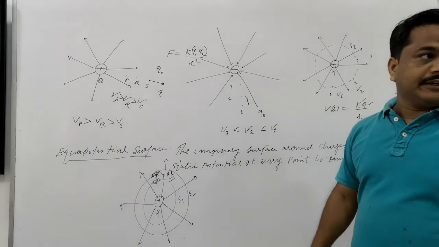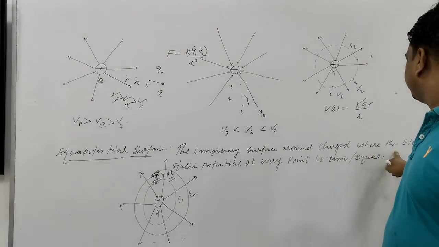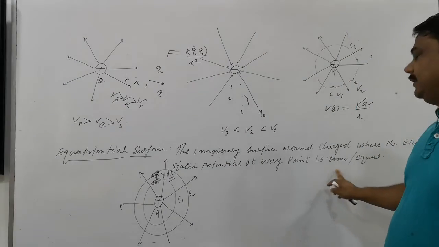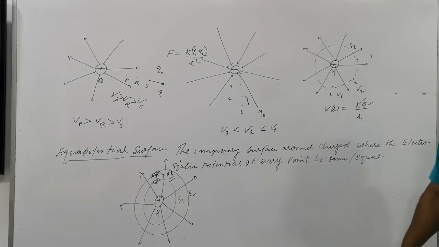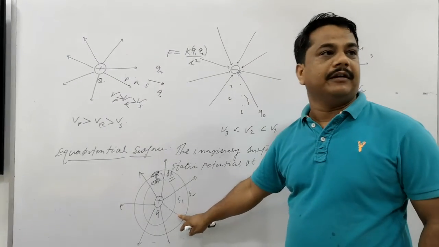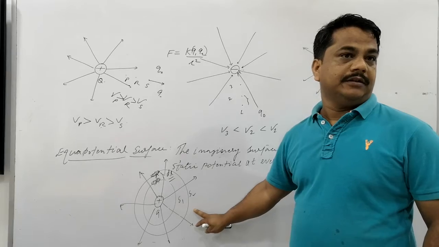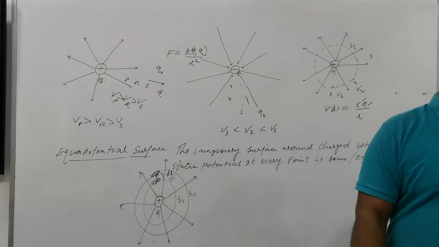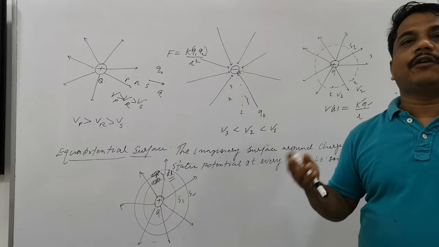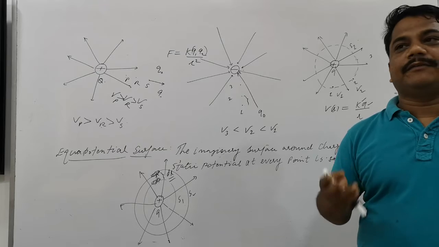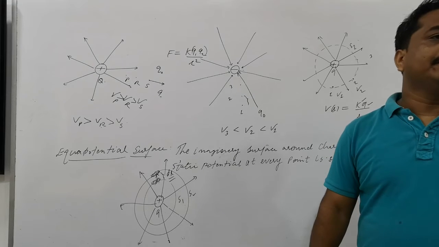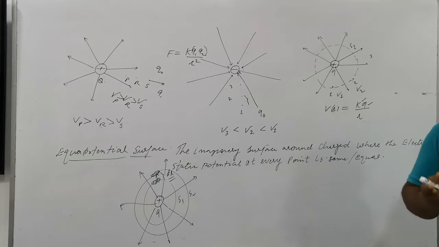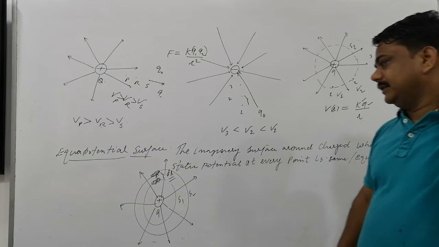So the definition of the equipotential surface: the imaginary surface around the charge where the electrostatic potential at every point is equal. This is called an equipotential surface. How many equipotential surfaces have we drawn here? Two. Is that clear? We can also give the mathematical definition. The surface means the set of all points where the electrostatic potentials are the same. The surface developing as a result of the collection of all such points is called an equipotential surface. We will not make the definition complex here.